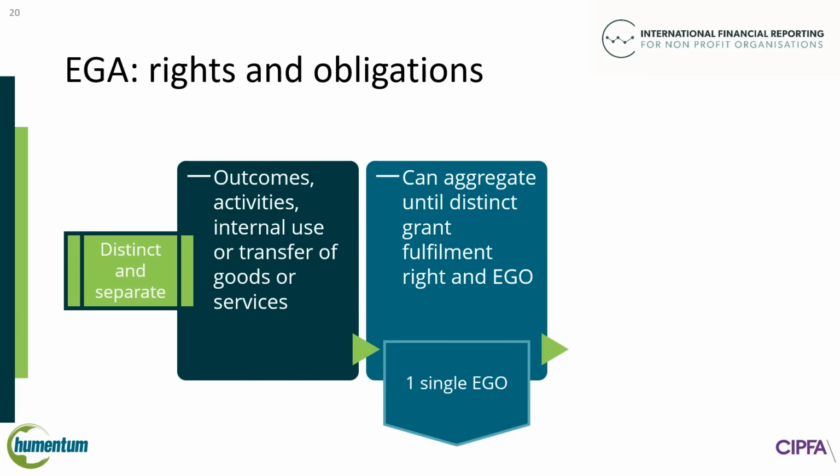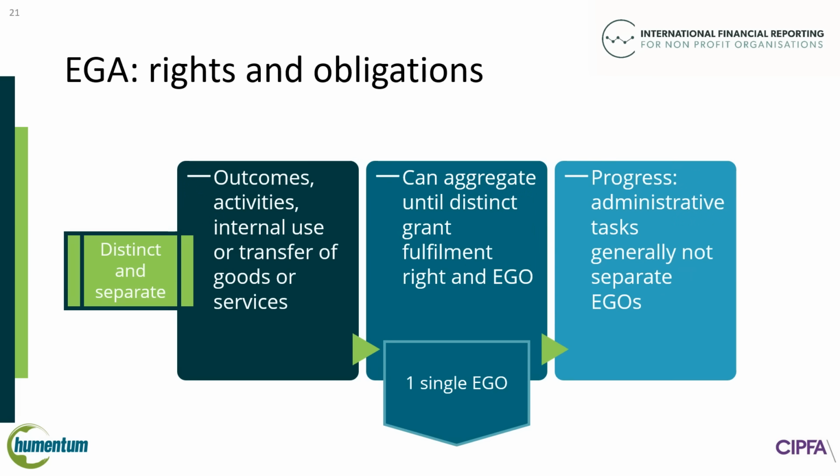Rights and obligations relate to distinct outcomes or activities, or internal use or transfer of specific goods or services. It may not always be easy to determine distinct rights and obligations, especially when activities supported by grants are interrelated or interdependent. However, related rights and obligations can be aggregated until this produces a distinct grant fulfillment right and EGO. The process of aggregation may result in the EGA having only one grant fulfillment right and one EGO. For example, the building of a community facility might be a single EGO even though different activities are required for it to be built, such as project management, design, construction, and fitting out, etc.